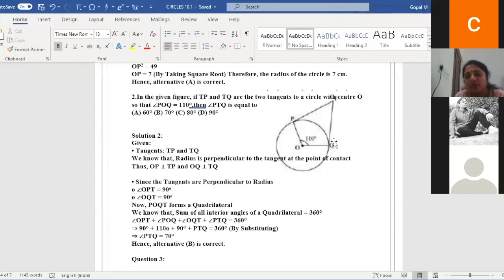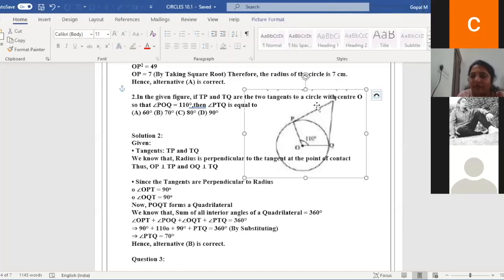Yes, ma'am. So only for this type of figure, two tangents drawn from an exterior point, you can take opposite angles as supplementary. Am I clear to everyone? Yes, ma'am. Any doubt, children? No, ma'am.